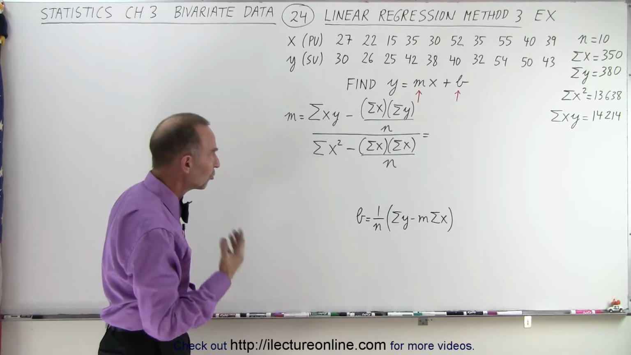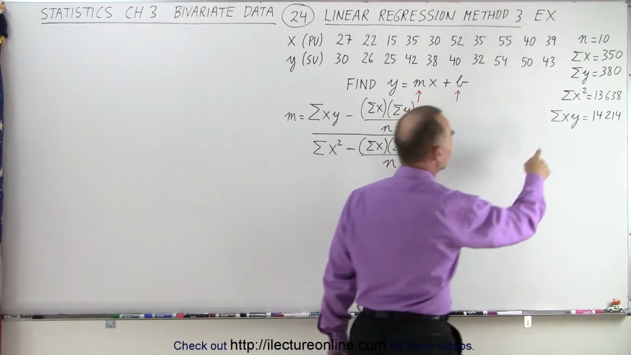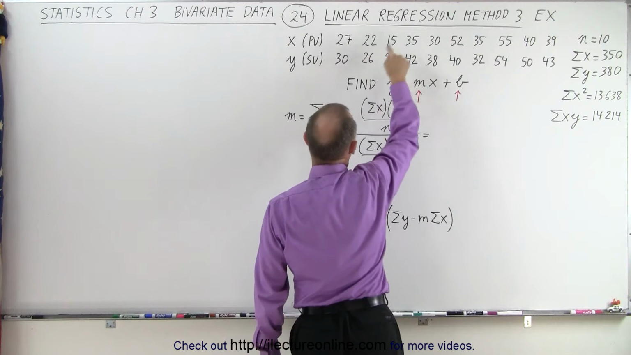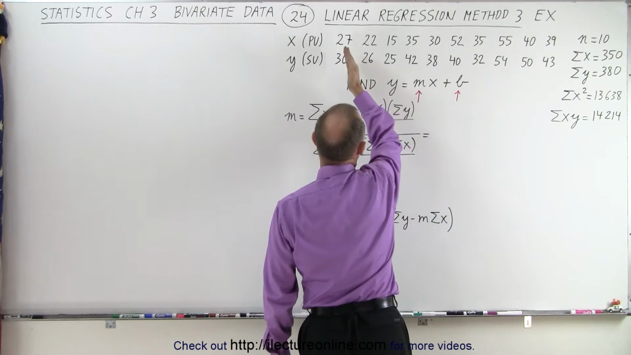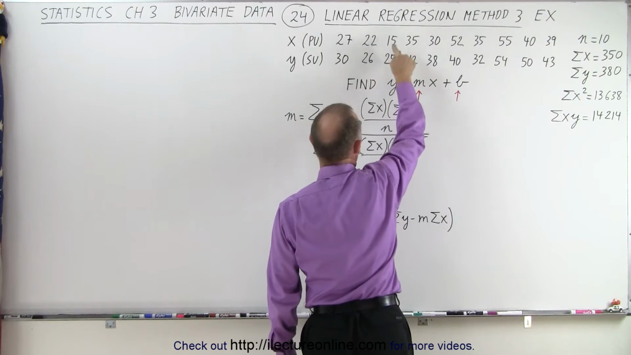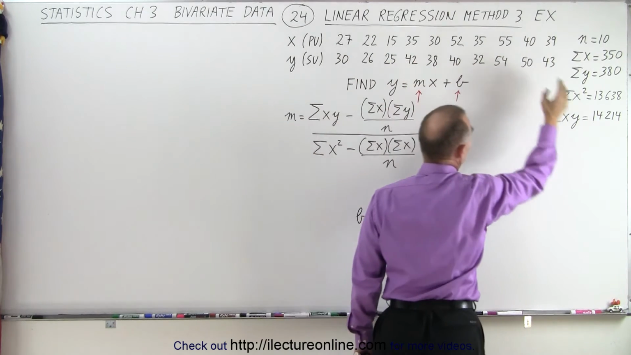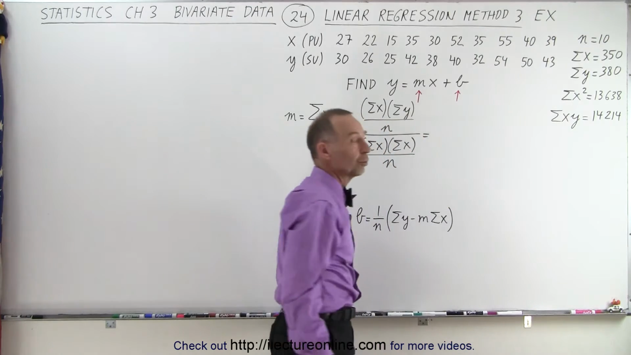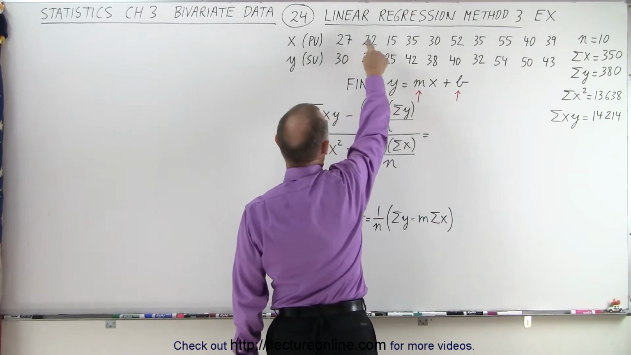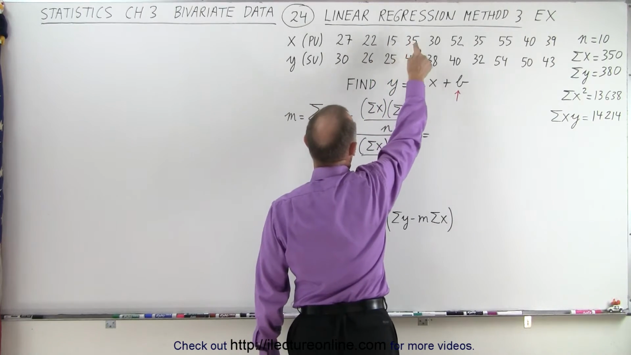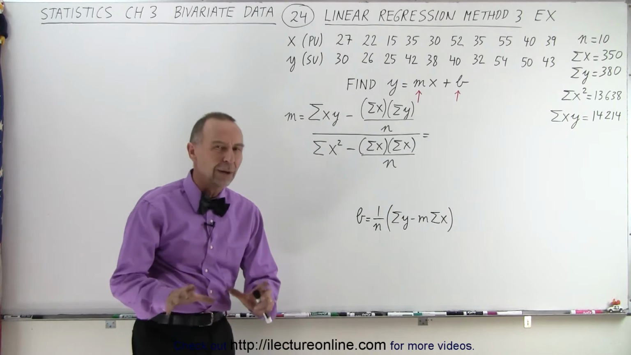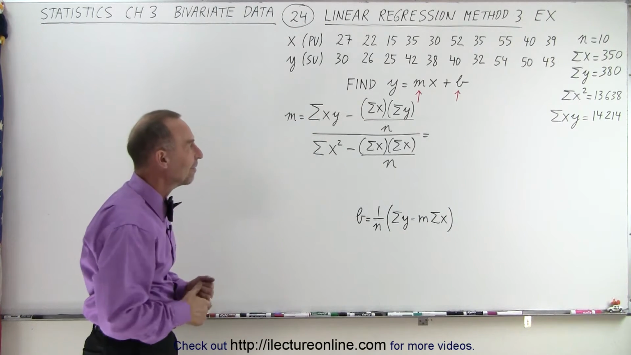Now just to make sure we understand, when we say the sum of all the x times y's, we multiply the x times the y value for each data point, and we add them all together. So 27 times 30 plus 22 times 26 plus 15 times 25 all the way through adds up to 14,214. And if we take all the x values squared, 27 squared plus 22 squared plus 15 squared plus 35 squared and so forth, we get 13,638. Go ahead and try that at home and see if you get the same values.